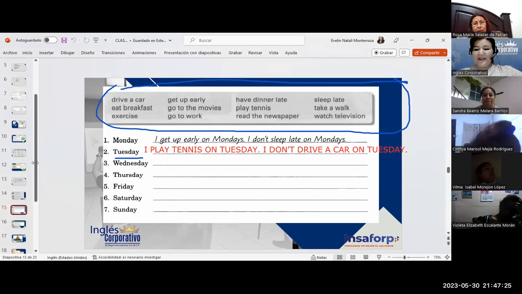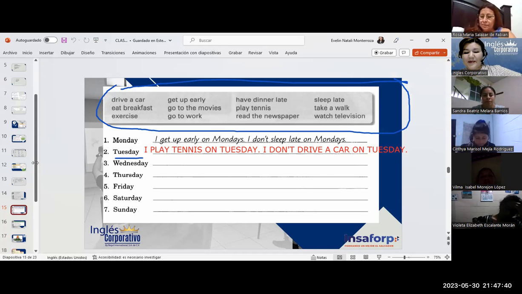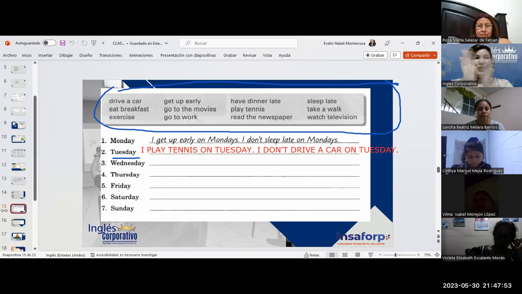Okay, del día viernes, Friday. I watch TV on Friday at 7:30 p.m. I don't exercise on Friday. And number six. I get up early on Saturday at 6 o'clock. I don't read the newspaper on Saturday. Very good job, Mayerly. Nice sentences. Very good. Okay, another one.